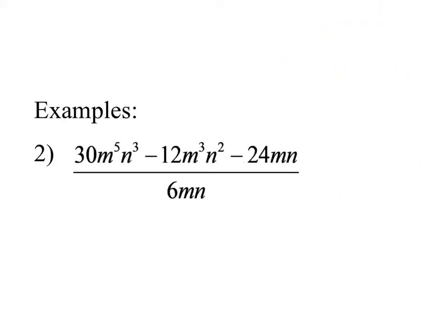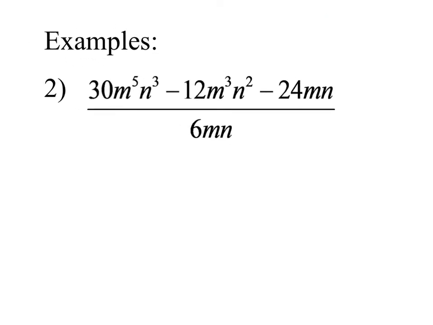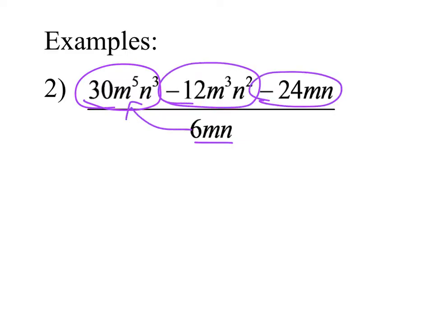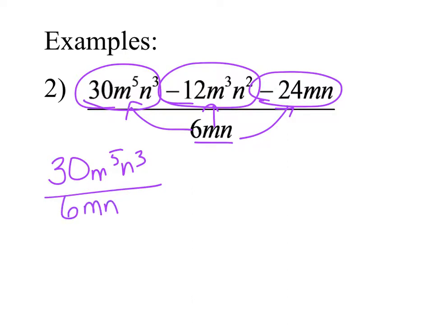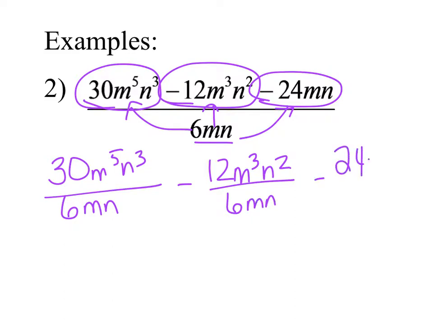Is there another one down here somewhere? Okay, sorry. All right, let's change to purple. All right, so this is fun. There are extra variables here. So we're going to take each one of these and divide it by the 6mn. I'm going to take 30m to the 5th n cubed and divide that by 6mn. I'm going to keep the negative on that 12, and the 24mn. All right, and then just go for it.